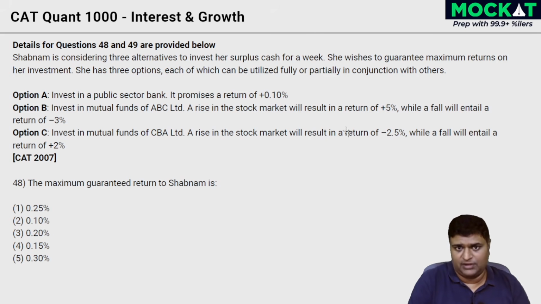These two are working in 2 different ways, option B and option C. Option A is a guaranteed fixed return of 0.1%. Guaranteed means it doesn't matter whether the stock market is going to fall or go up. This minimum is confirmed, right? Definitely you're going to get that if you go in for a certain combination or whatever. At this stage, the highest guaranteed return looks like 0.1%, right? The rest, there is a possibility of a decline as well.